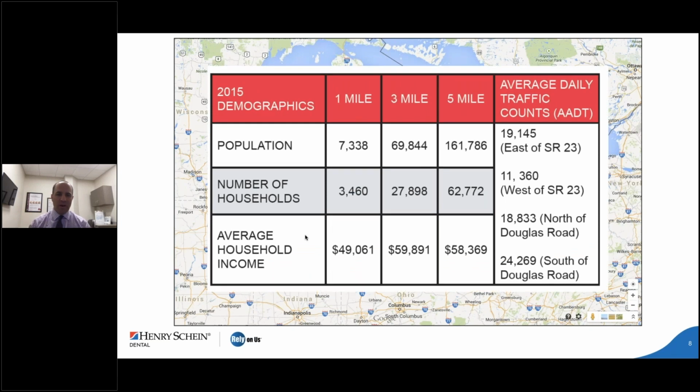So where we are, we have about 161,000 people in a 5-mile radius. Average household income is $49,000 to $58,000. So pretty straightforward area. Nothing crazy, but great place to live, great place to grow up. It's where I'm from, and I moved back here in 2010 after dental school.